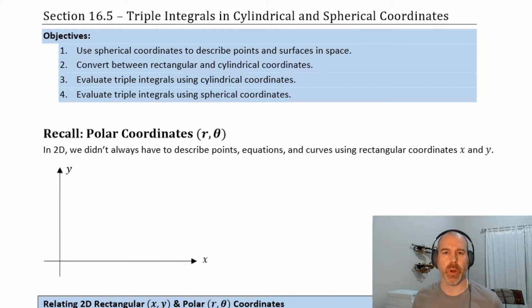In this first video, we're going to focus on the geometry of it. No calculus, just the geometry of these two coordinate systems, cylindrical and spherical coordinates.